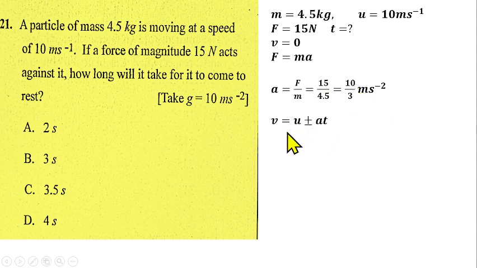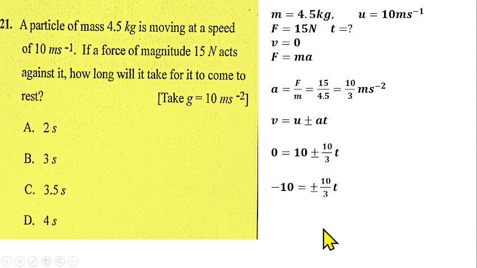Then if you find the equation of motion, we have v is equal to u plus or minus at. Because it's not possible for our answer to give us a negative, we are having plus or minus here, so that in case you have a negative here, the negative will be neutralized. So final velocity 0 equals initial velocity 10 plus or minus acceleration 10 over 3 multiplied by t. Take this to this side, you have minus 10 equals plus or minus 10 over 3t.